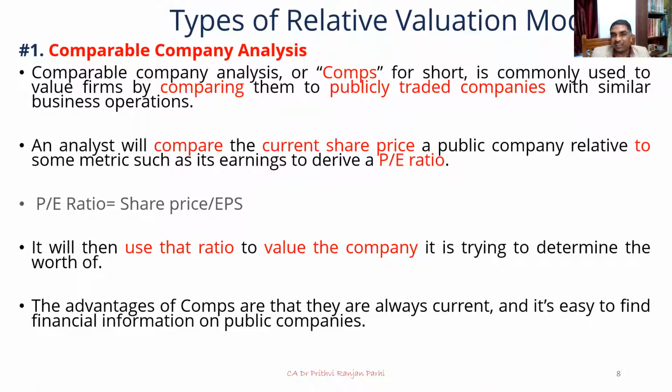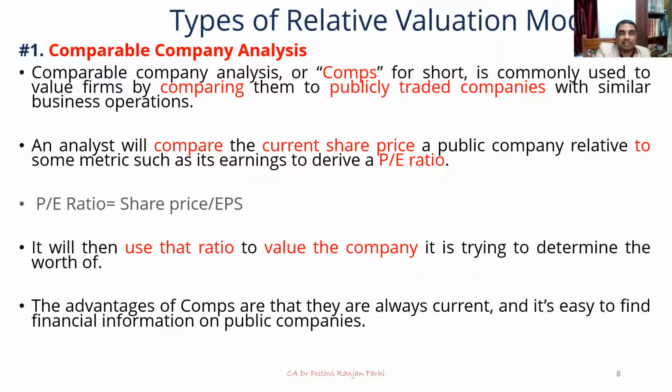Where can we get the data from? We can refer to the data which is publicly available. So normally we refer to the data of publicly traded companies with a similar business. Suppose the company you are going to value is in the pharma sector, you need data for the pharma sector. If you are going to value a banking company, you need the data for the banking industry.